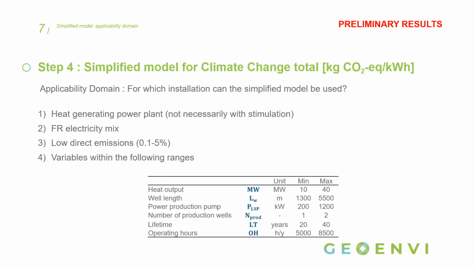Otherwise, the variables of the model should be within the following ranges. The heat output between 10 and 40 megawatts, the well length between 1,300 and 5,500 meters, the power of the production pump between 200 and 1,200 kilowatts, the number of production wells between 1 and 2, and the plant should have a lifetime between 20 and 40 years and operate between 5,000 and 8,500 hours a year.